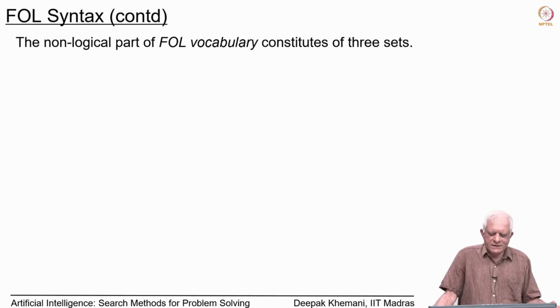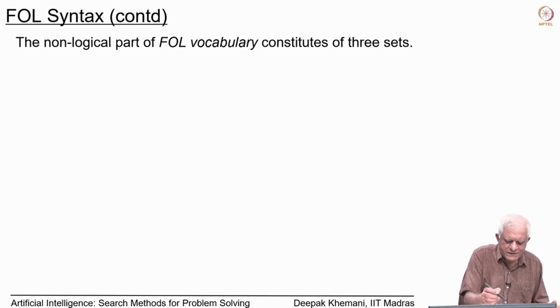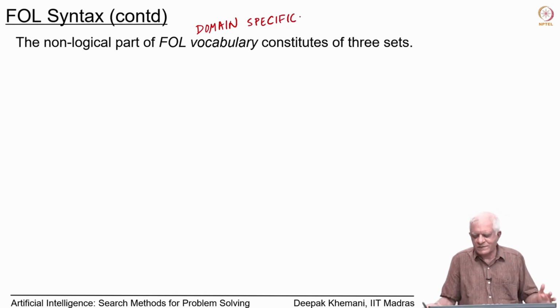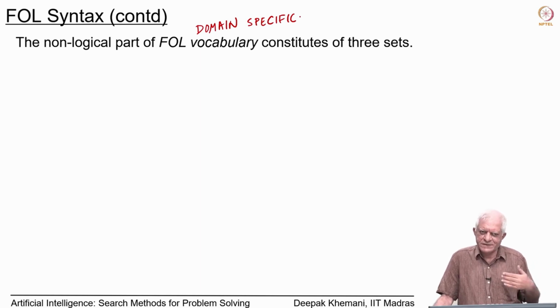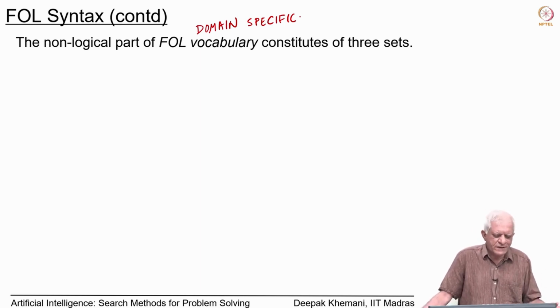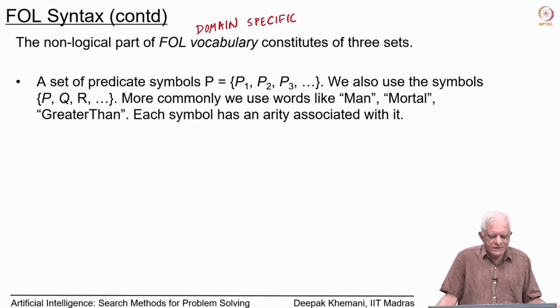Then there is a non-logical part or the domain specific part of the language. So, whenever we are devising a language, we have to choose certain set of symbols which are to do with the problem that we are trying to solve. That is sometimes called the non-logical part, in the sense that it is not common to every language that you will devise. And when I say language, I mean a set of sentences, which means what are the constant symbols, what are the variable symbols, and so on. The symbols that we are talking about are domain specific. So, there are three kinds of such sets. One is a set of predicate symbols that you are familiar with, no doubt.